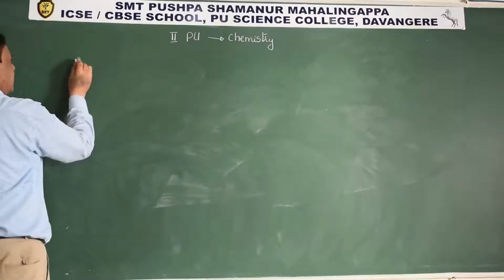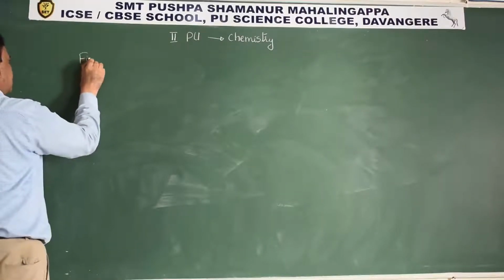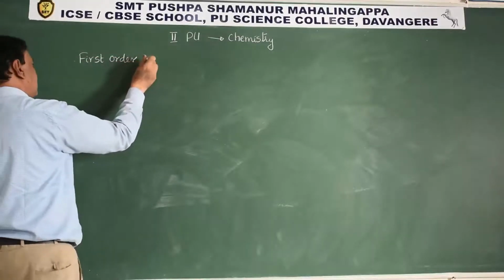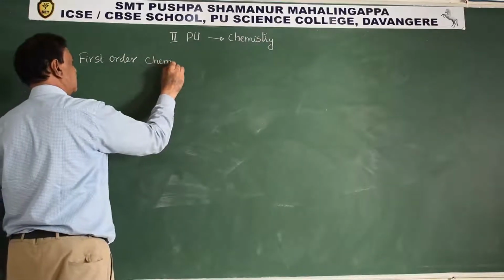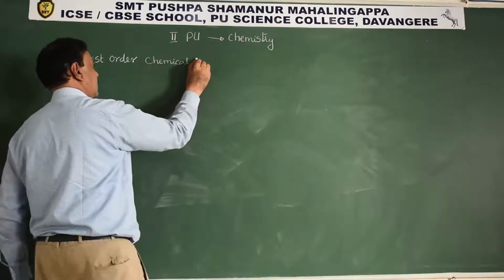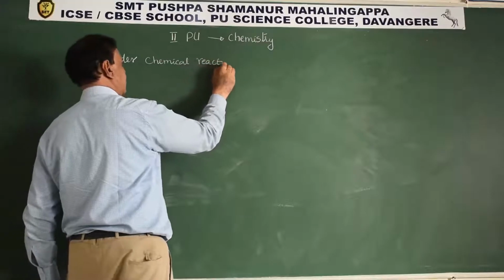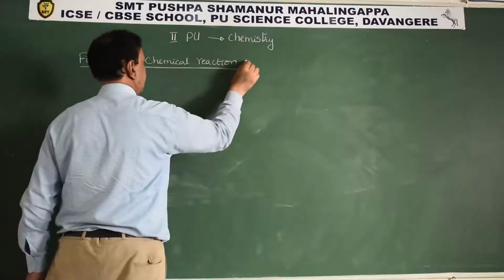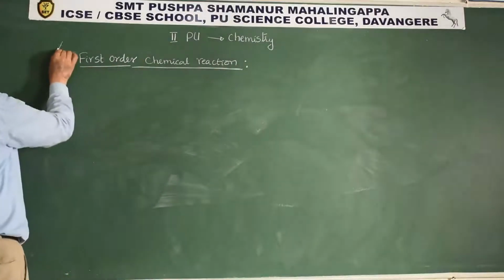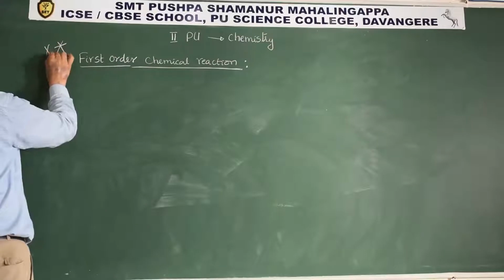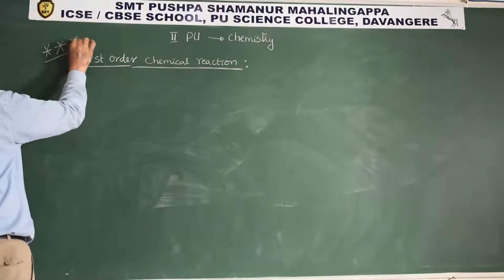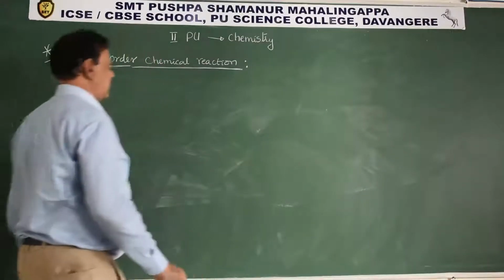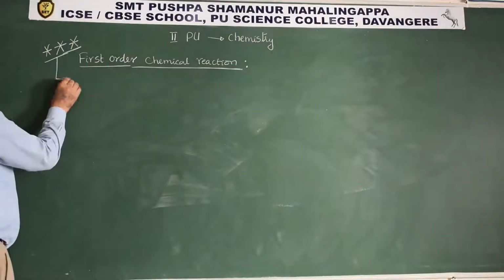Very important one, first order chemical reaction. This question is a 100% important question. Derive an expression for the velocity constant of a first order chemical reaction. This is a very important question in your board exam.